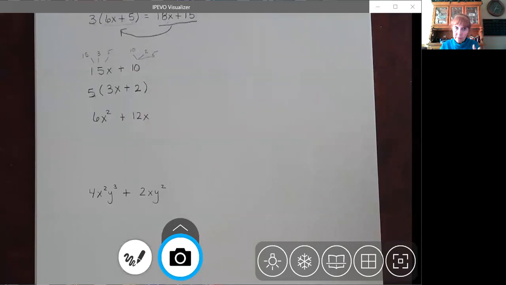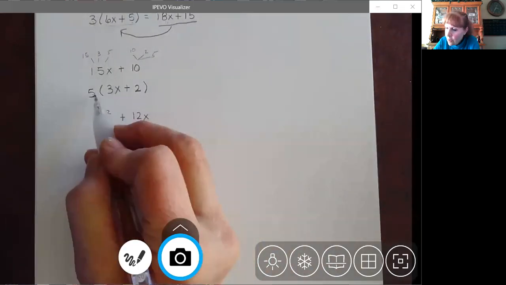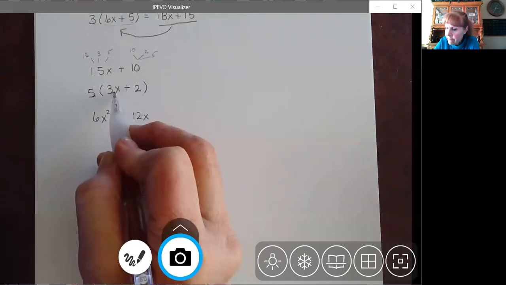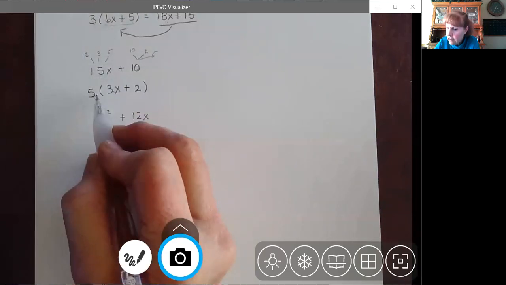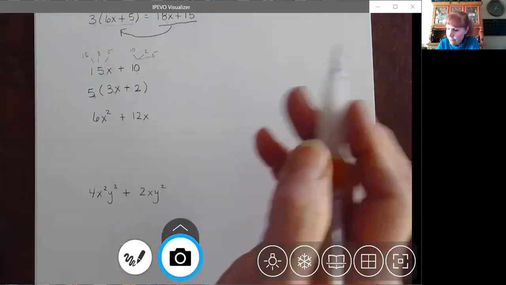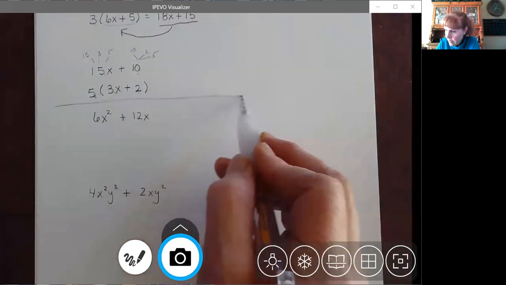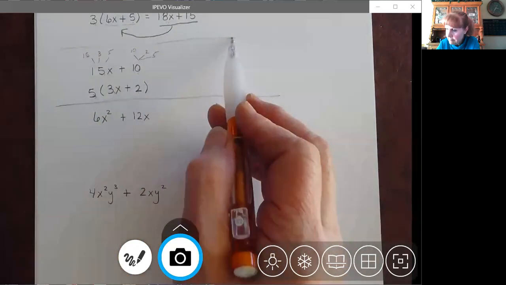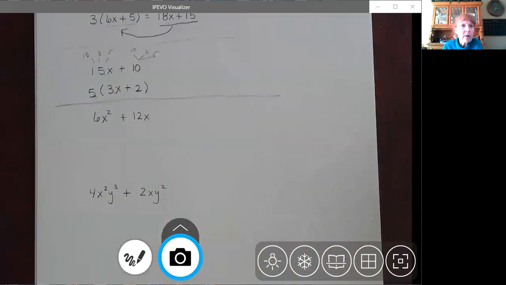You check them. Make sure you always check them just in case. So this times this is 15x. This times this is 10. And that's your factoring. And we have a bunch to practice. Let's look at this next one.